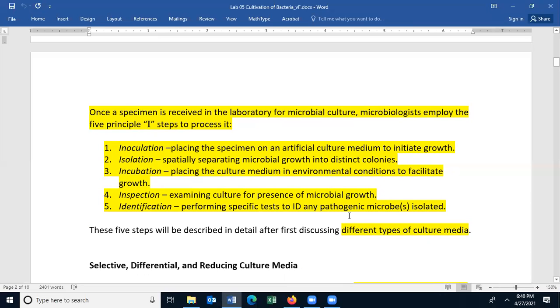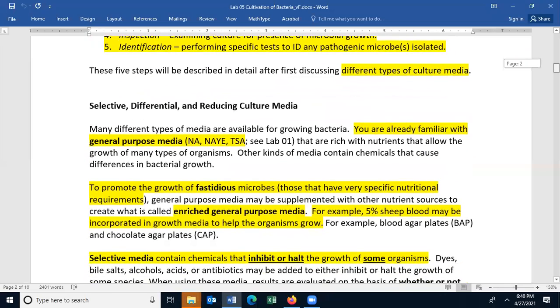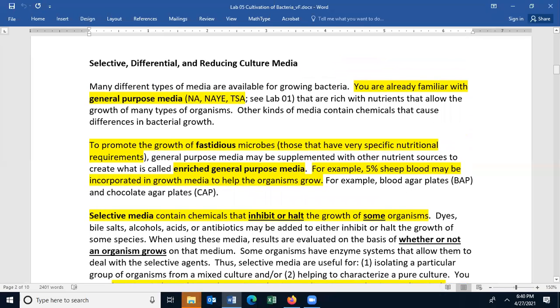The 5 steps we'll discuss in a little more detail, and they use different types of culture media. You must know the different types of culture media. We've talked only about one type of media, and that is a general purpose media. You're familiar with those. NA, nutrient agar, nutrient agar with yeast extract. I don't know how you pronounce this. NA is sort of short for nutrient agar. And then TSA, tryptic soy agar. These agars allow you to grow many bacteria, but not all bacteria.